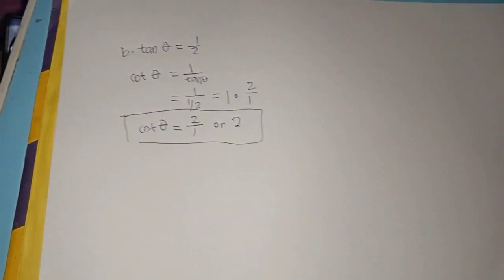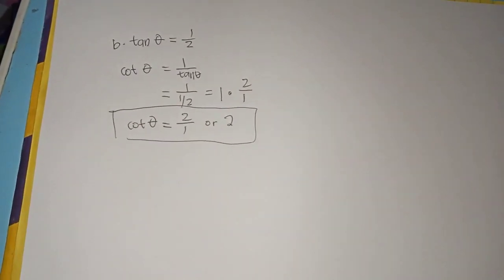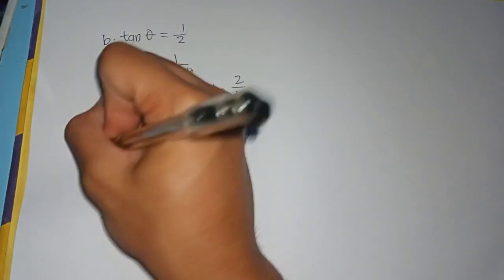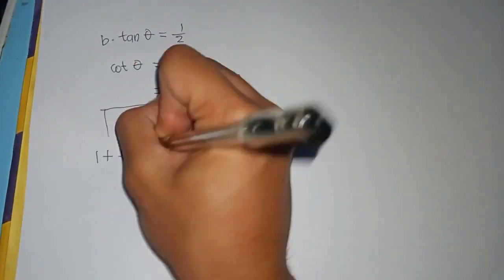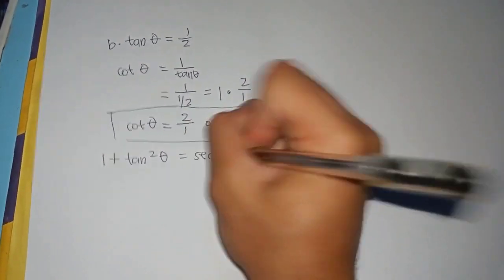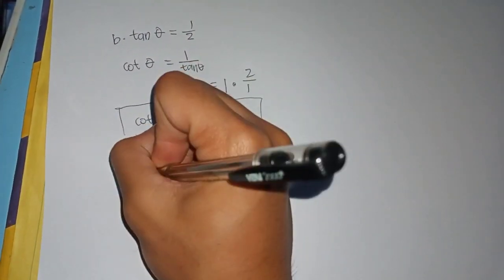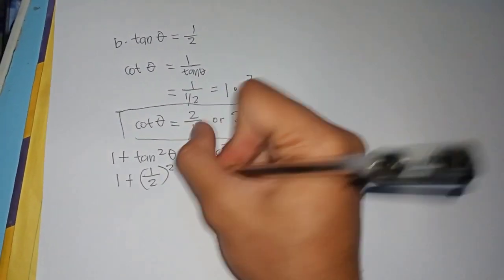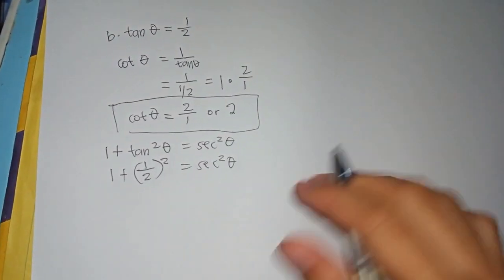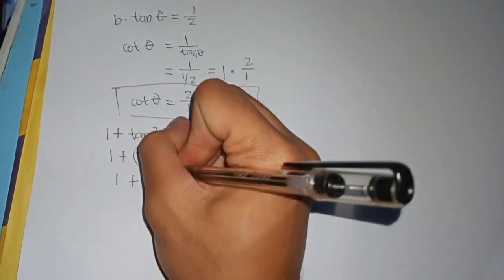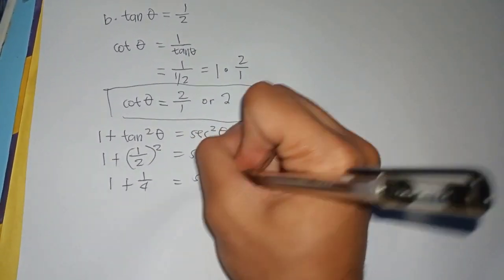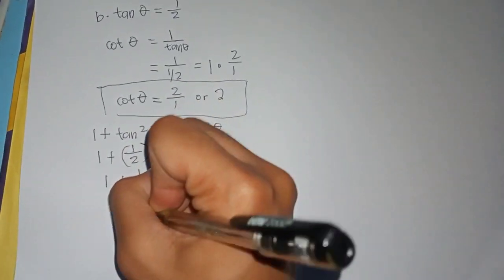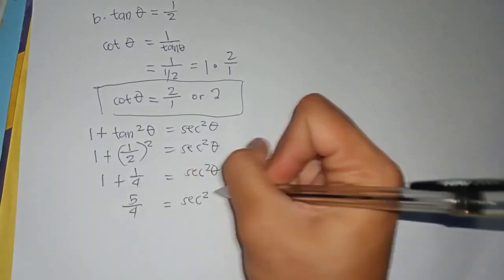Next, since the given is tan, we can find the secant by using Pythagorean identities. So 1 plus tan squared theta is equal to secant squared theta. We are going to substitute the value of tan. So simplify. We have 1 over 4, so we are going to add 1 plus 1/4. We have 5/4 is equal to secant squared theta.